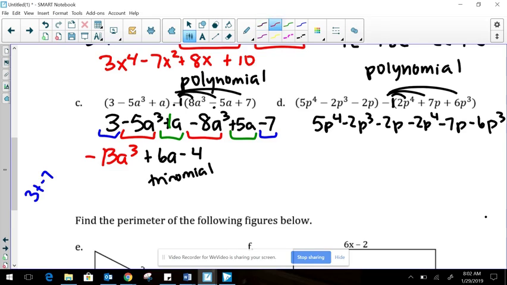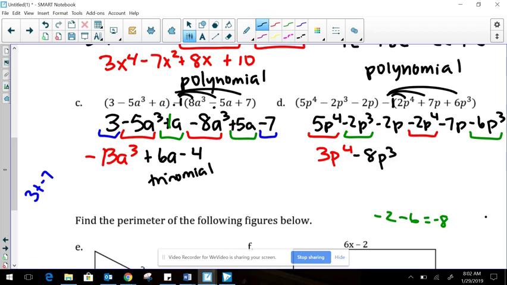All right, so let's combine like terms. The highest exponent I see is p to the fourth. So 5 plus a -2 would be 3p to the fourth. Then I have some p cubes. So I have -2 minus 6. That gives me -8p to the third. And last one here, I have -2 minus 7 would be -9p. Again, that's a trinomial.